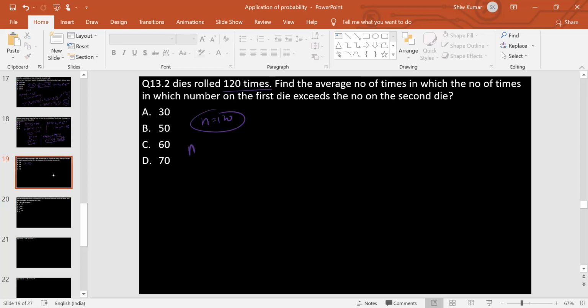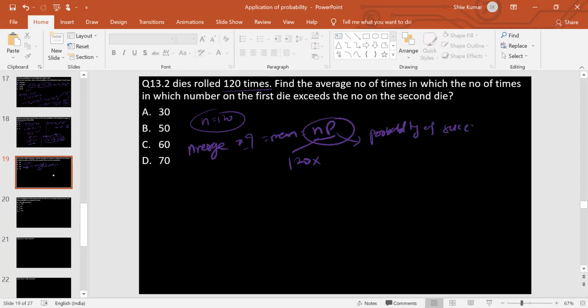Average number of times, average यहाँ पे find out करने के लिए बोल रहा है. Average you need to find out. यानी it's nothing but mean, and mean is given as n into p. So n we know that it's 120. Only you need to find out the probability of success. तो देखो इसका probability of success क्या होगा? That the number on the first die must be greater than the number on the second die.